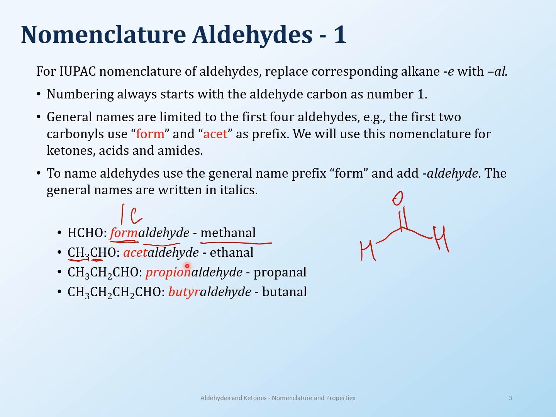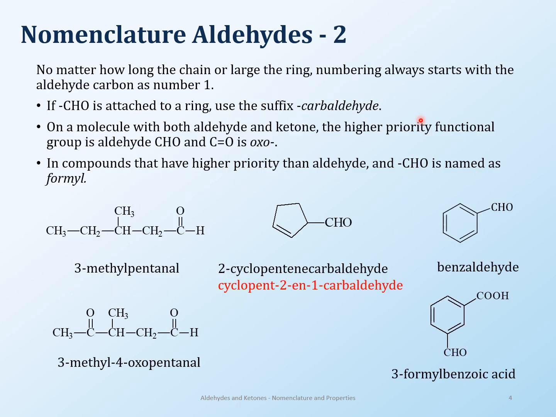Okay, but it's just for the first 4, and you will see that we will be using these prefixes for acids also and esters and all that. So you can't forget these because we have to use them again as we go on. Okay, so a little bit more examples over here for you. If it's a straightforward thing, like for example this one, 3-methylpentanal, it makes perfect sense because here's the aldehyde, 1, 2, 3, third carbon has the methyl, and so 3-methylpentanal, that's all fine.